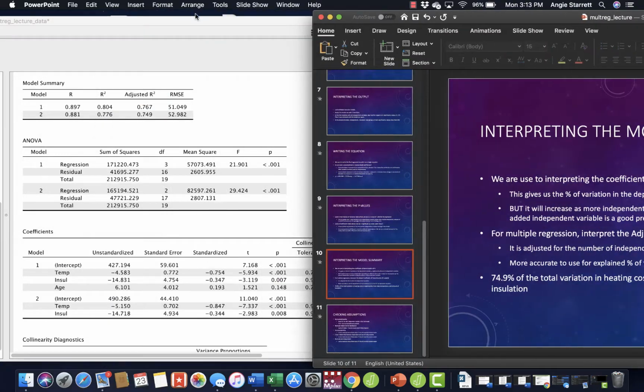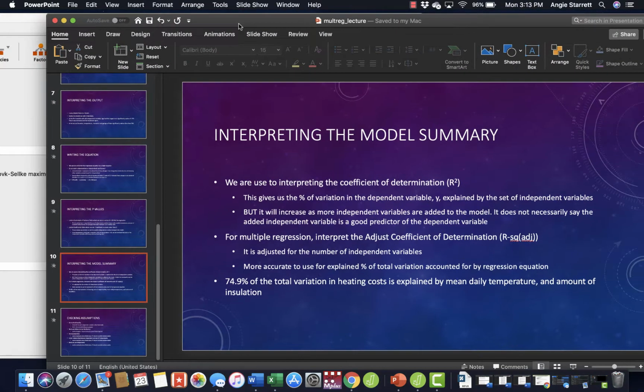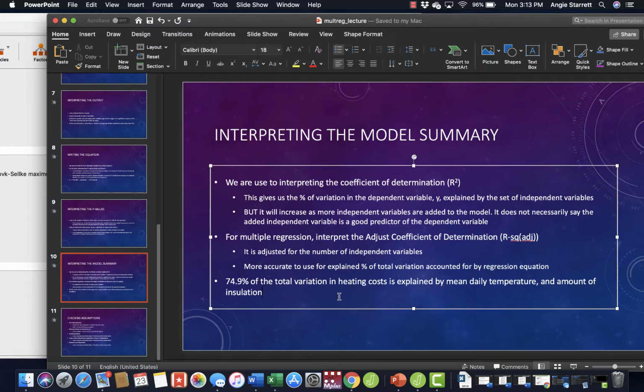All right, so let's go over here to our model summary. We're looking at our second iteration, and we're going over to our adjusted r squared, and we see that 74.9% of the variation in heating costs is explained by temperature and insulation, our two significant variables.